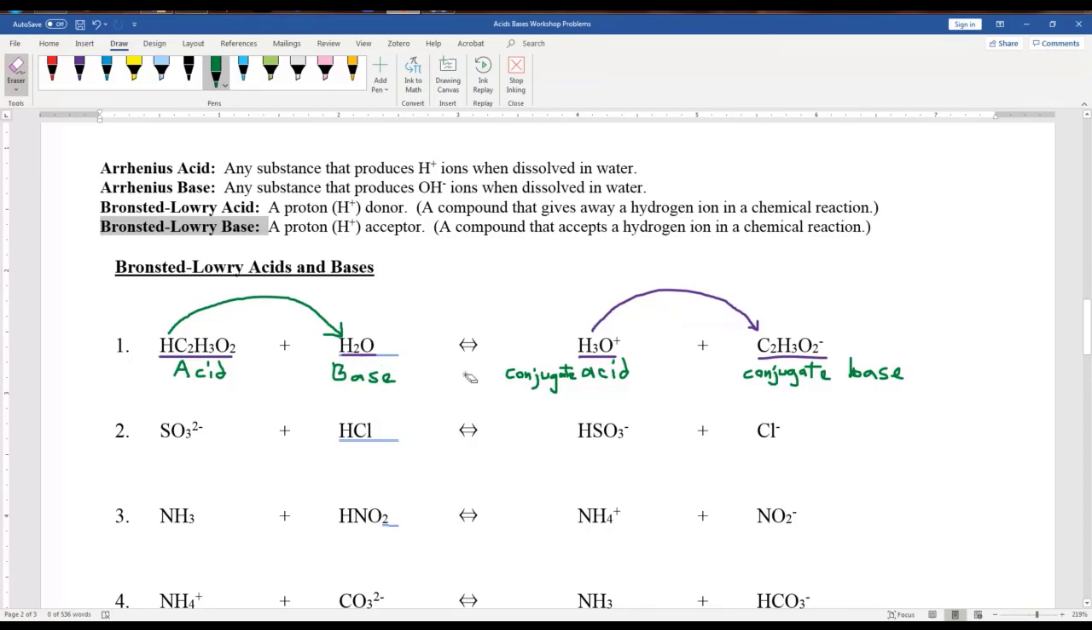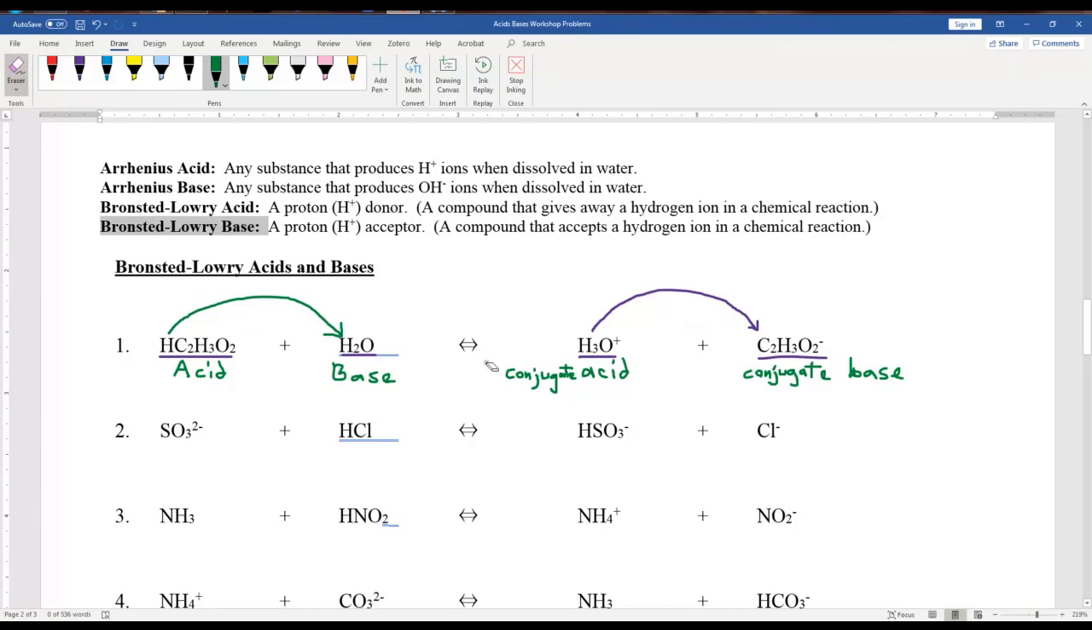And then, in the reverse reaction, the H3O plus will donate a hydrogen to the C2H3O2 minus, and so that's the conjugate acid in the reverse reaction. And the acetate ion is going to accept the hydrogen, so that's the conjugate base in the reverse reaction. All right.